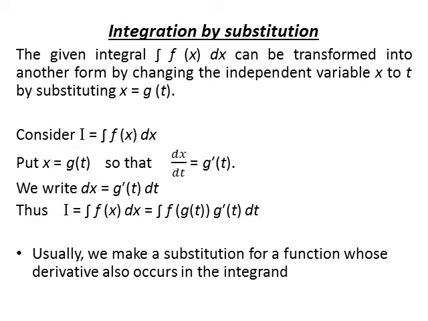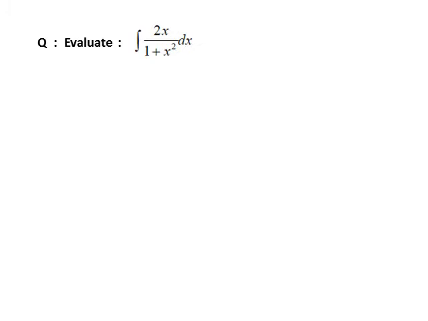Let's discuss some questions based on the method of substitution. In this question, we have to find the integral of 2x upon 1 plus x square with respect to x. Students, first you have to identify the function whose derivative is given in the integrand. Here, we observe that the derivative of 1 plus x square, that is 2x dx, is given. So, put 1 plus x square equals t. Differentiate both sides, we get 2x dx equals dt.